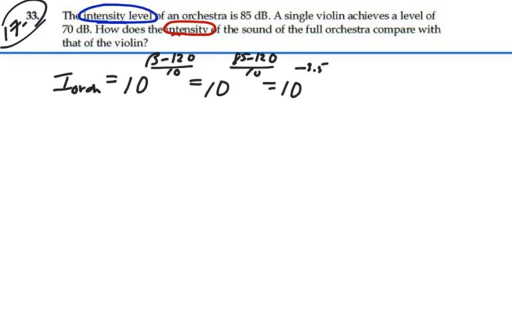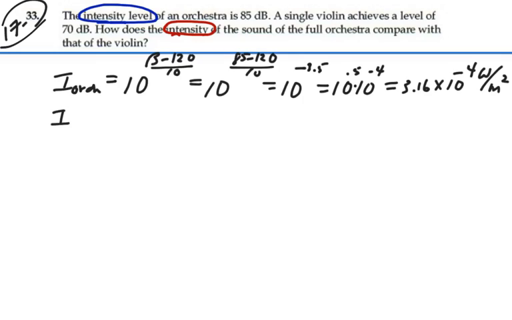You could just plug that into the calculator, but you could also write it as 10 to the 0.5 power times 10 to the negative 4, which is going to give you 3.16 for the square root of 10 times 10 to the negative 4 watts per meter squared. So that is the intensity of the full orchestra.